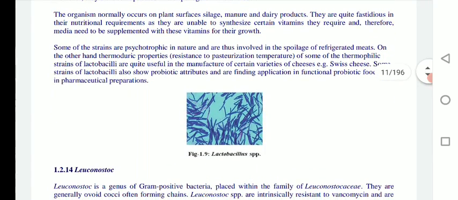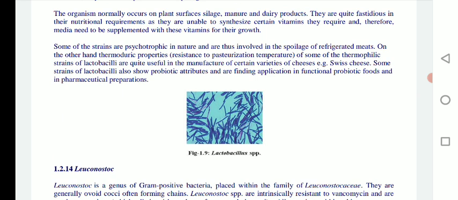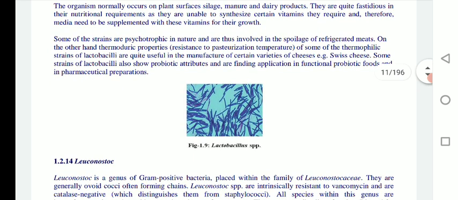Some of the strains are psychrotrophic in nature and are thus involved in spoilage of refrigerated foods and meat. On the other hand, thermoduric properties, that is resistance to pasteurization temperature, of some of the thermophilic strains of lactobacilli are quite useful in manufacture of certain varieties of cheese, for example Swiss cheese.